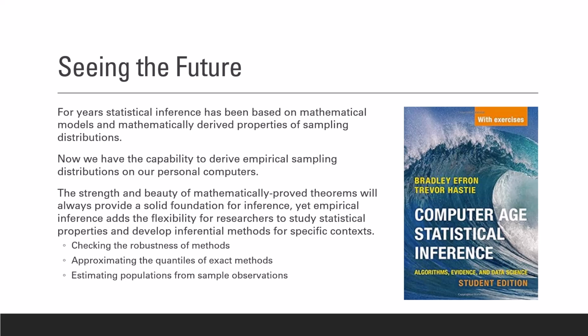You could set up a situation where you then compare various methods to see which ones have more power, or you might take the parametric method like a t-test and say, will the t-test hold the type 1 error rate in my situation, or am I safe in using it? So you can check the robustness of methods.